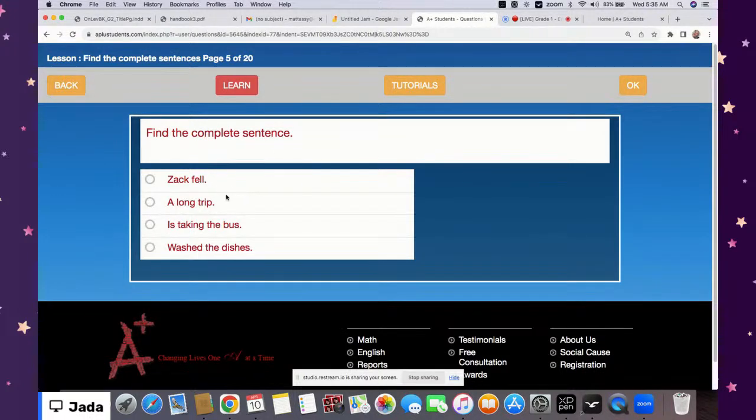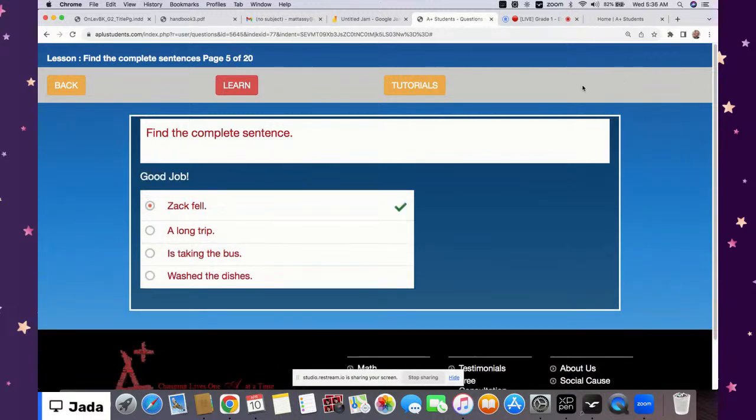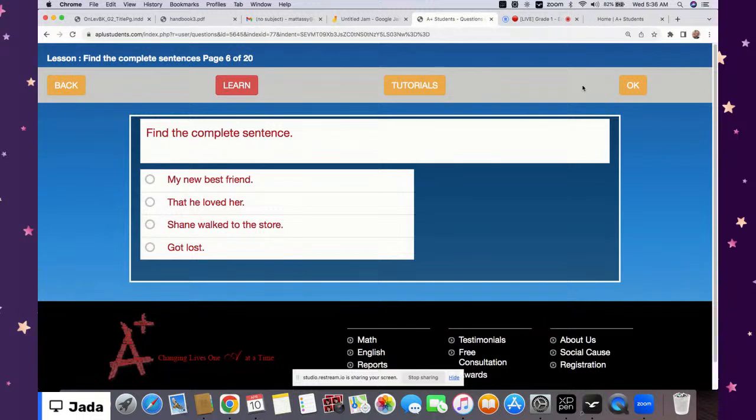So Zach fell, a long trip, is taking the bus, wash the dishes. Okay, so is it wash the dishes, is taking the bus, a long trip, Zach fell. What's the correct one? Zach fell, no. Oh, sorry. Zach fell. Okay. Sorry about that. Zach fell is correct because Zach is the naming and fell is the action. So, yeah, it's correct.